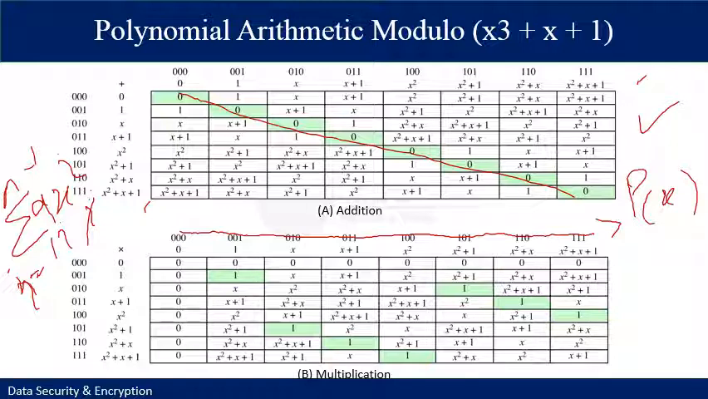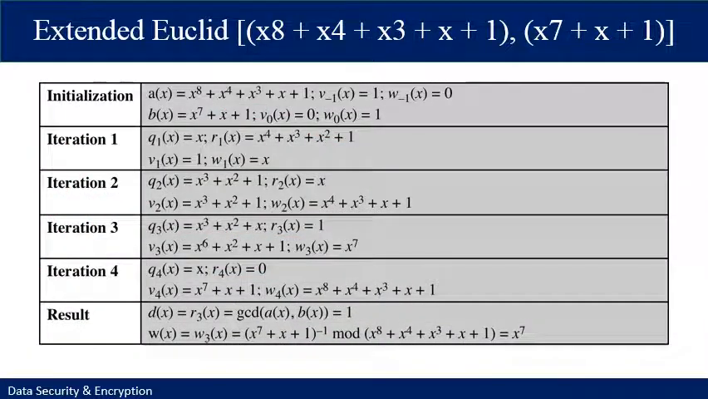So again the values are in GF 2 raised to the power 3, and each value is 3 bits spanning the decimal range from 0 to 7. Multiplication takes place on 3 binary values with the modulo 2 addition, and the result is computed modulo p of x, which must be a polynomial. Additionally, you can use the extended Euclidean algorithm to find the multiplicative inverse.